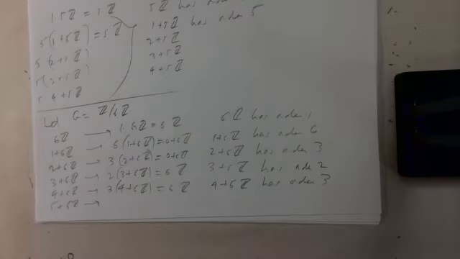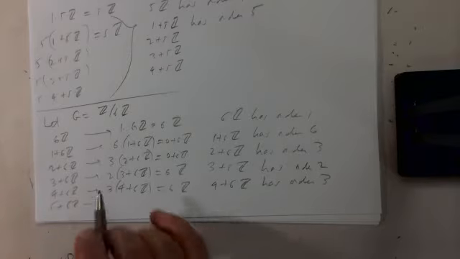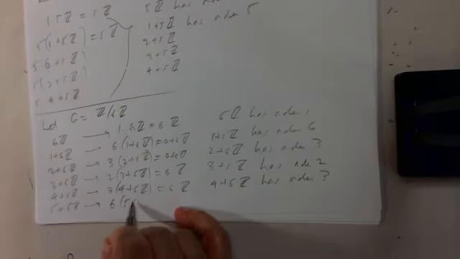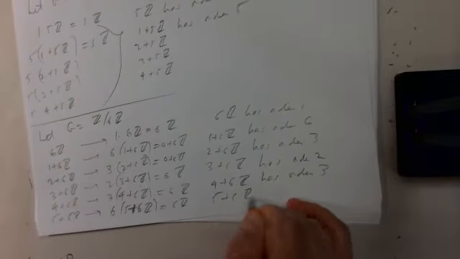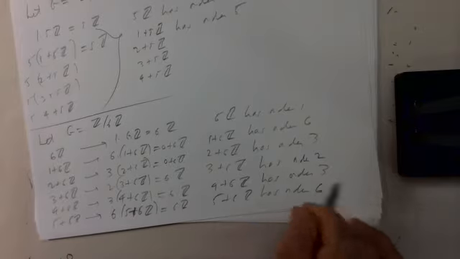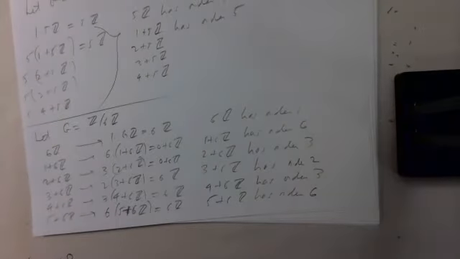5 plus 6Z, how many times do you add it to itself to get 0? 5, 10, 15, 20, 25, 30. You have to add it 6 times. So 5 plus 6Z has order 6. So in the additive group of integers modulo 6, you have one element of order 1, one element of order 2, 2 elements of order 3, and 2 elements of order 6. That's kind of interesting.